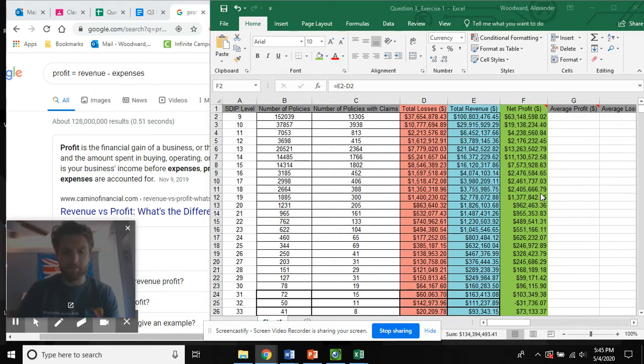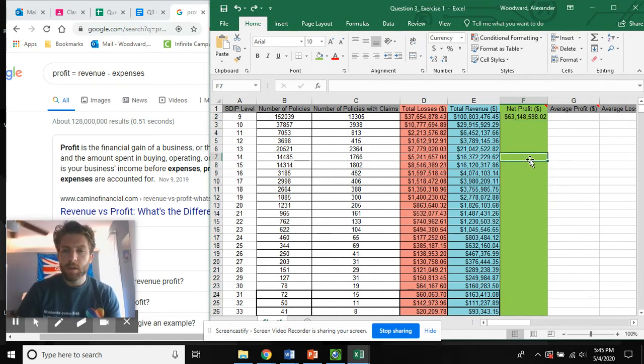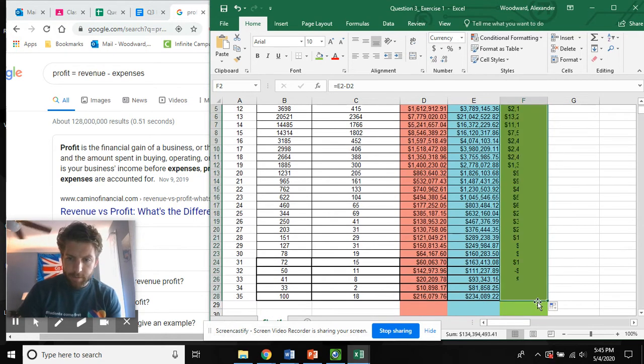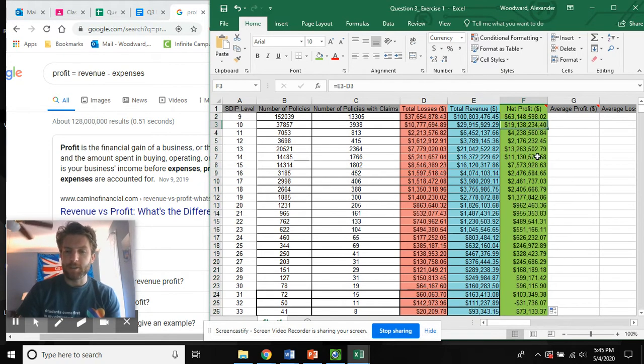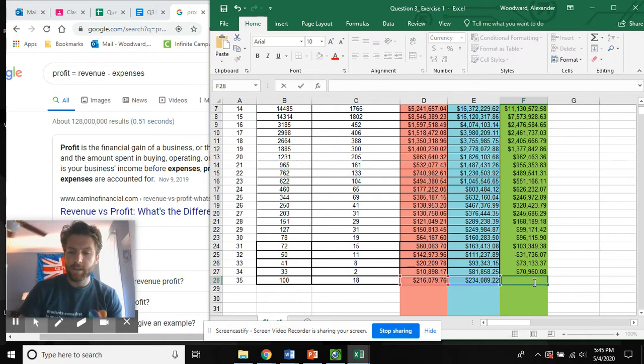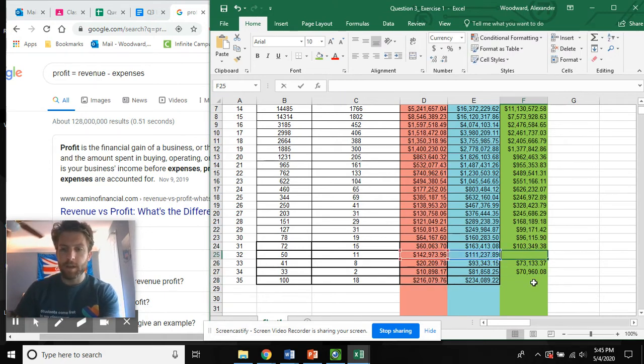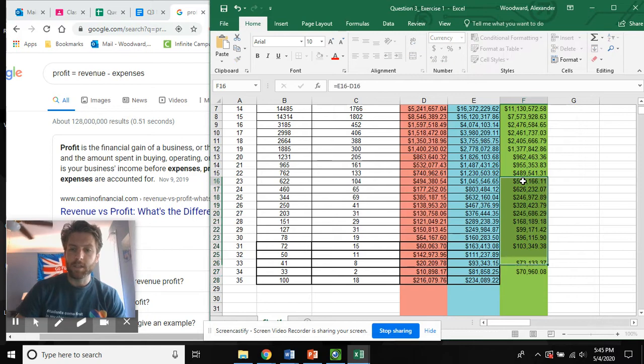Okay, so I'm gonna do that one more time. I'll start from the beginning. Okay, so I went equals revenue minus loss. I hit enter, and then I use the bottom right hand corner of the box to drag it all the way down. Done. Okay, pretty easy to do. Does not take too much effort on your part. Okay, so I'm just going to delete some of these now real quick.